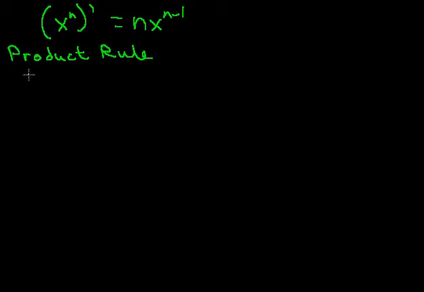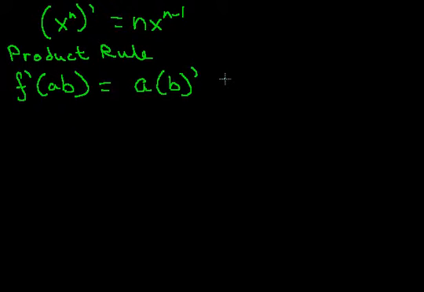And the product rule simply states that f prime of AB, which is just two things multiplied by each other, equals A times B prime plus B times A prime. So this may look kind of confusing, but let's do a problem like this so you see what I'm talking about. It's not really that confusing, or it shouldn't really be. This is one of the easier rules.